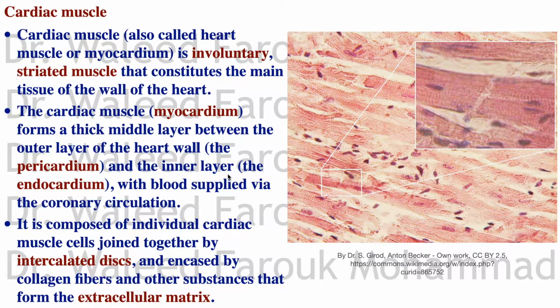The muscle fibers of the myocardium are interconnected by intercalated disks, which are special junctions that allow for the rapid spread of impulses along the heart muscle to ensure an efficient contraction, and it's encased by collagen fibers and other substances that form the extracellular matrix.